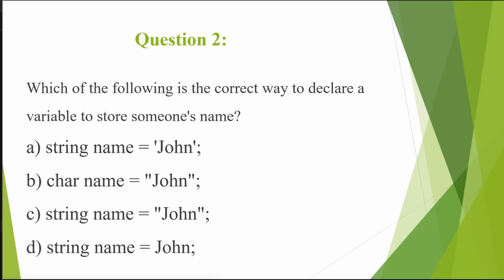Question 2. Which of the following is the correct way to declare a variable to store someone's name? Option A. String name equals John in single quotation. Option B. Char name equals John in double quotes. And option C. String name equals John in double quote. And the last one, string name equals John without any quotation.